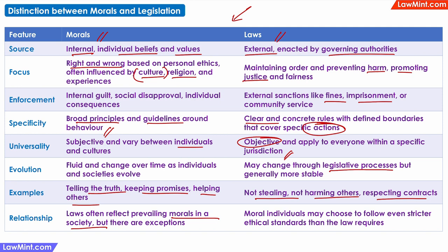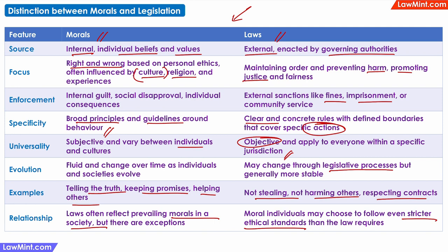For example, when the society realized that child marriage is morally wrong, then laws were passed to make it a crime. Morals are often extended above the law, and individuals may choose to have personal ethical standards or moral standards that go beyond what is a legal requirement.